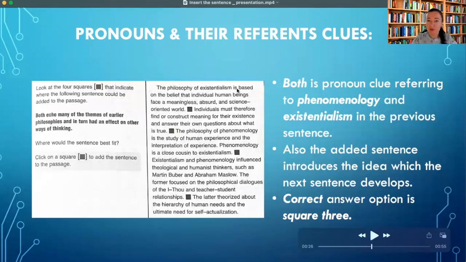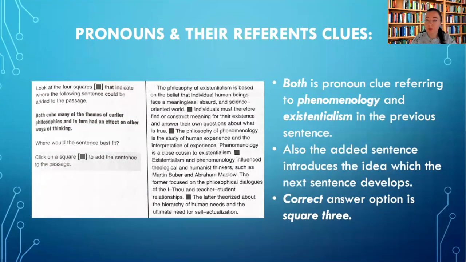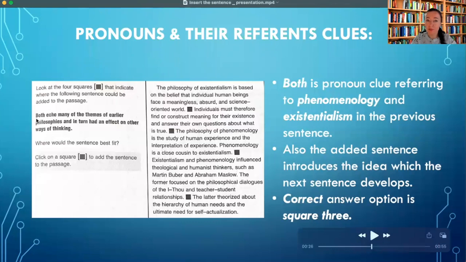If we read this passage very carefully, and now I'm not going to read all of it, you can pause the video and read the passage carefully, but if you read it carefully, you will see that both is a pronoun clue that refers to two nouns over here, phenomenology and existentialism. Okay? If you put the added sentence in square number 3, it will introduce the idea that the previous sentence develops and the next sentence continues. So correct answer in this answer option is number 3.